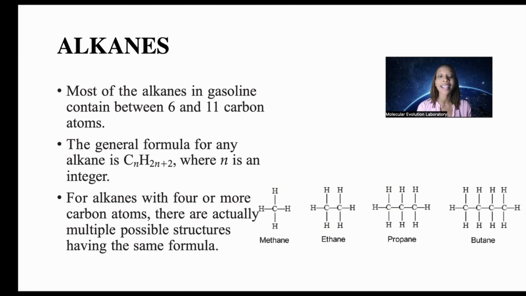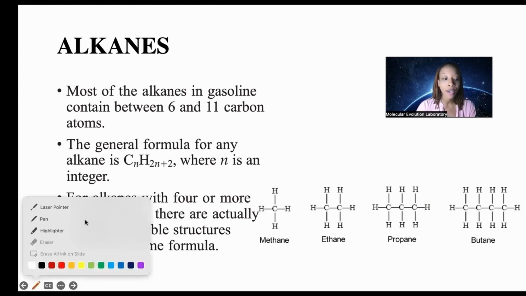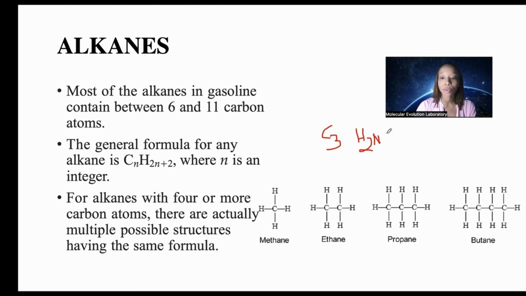The general formula for an alkane is CnH2n+2, where n is an integer. This means that if the compound contains n carbon atoms, it will contain 2n+2 hydrogen atoms. If we have an alkane with 3 carbon atoms, like propane, this will be C3H(2n+2), so with n equals 3, that is 2 times 3 plus 2. This gives us 8, so propane has 8 hydrogen atoms.